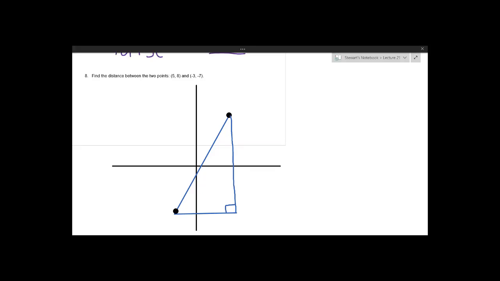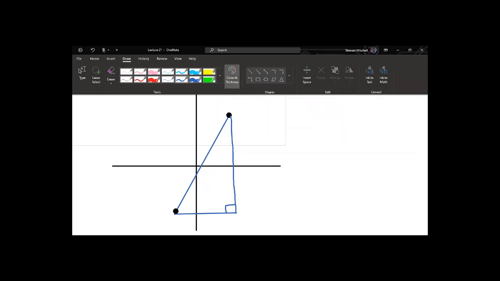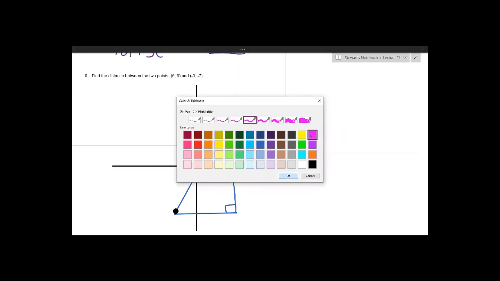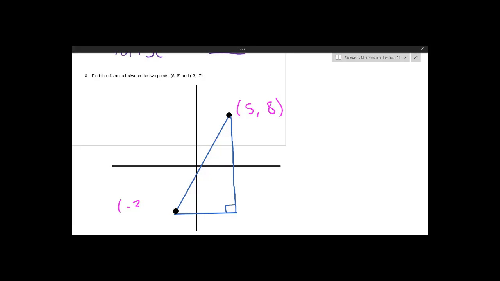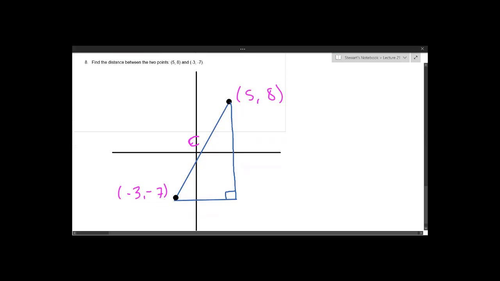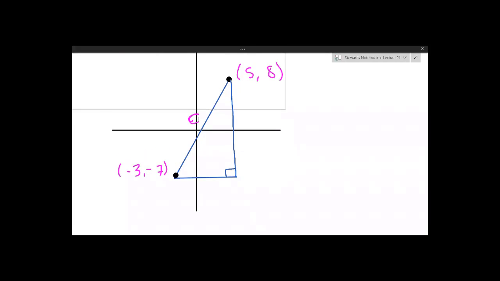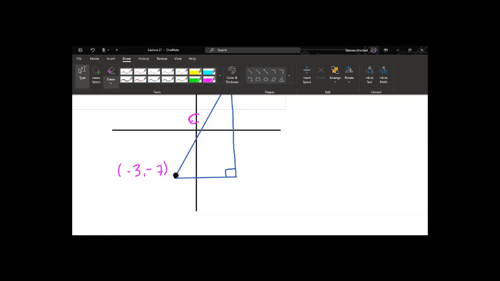So what we can do now, now that we know what points these are, this is (5, 8), and this is (-3, -7). This just becomes our hypotenuse, our C value. Our C value. The A value would be, to find, sorry, I'm trying to find a good placement for this, and it's just not working out too well for me. There we go, that's better.